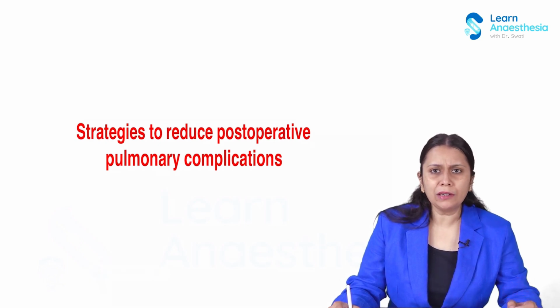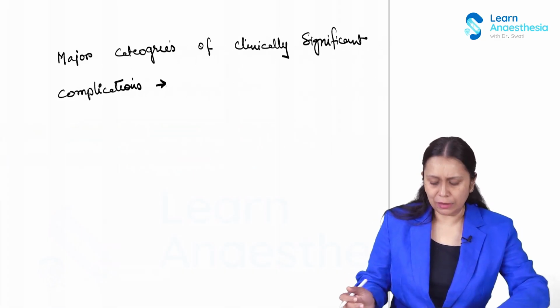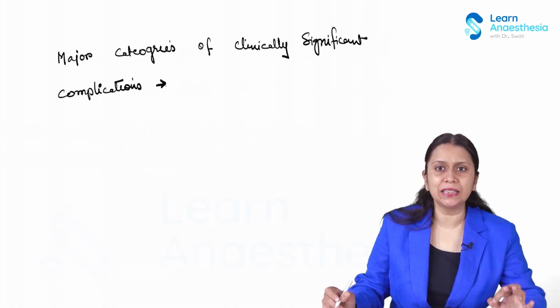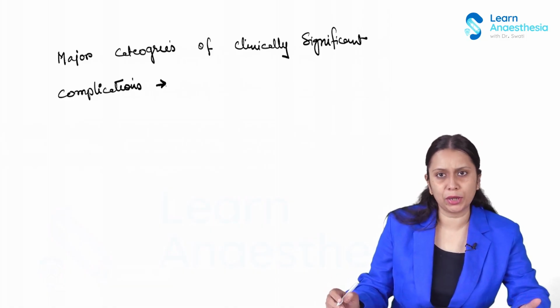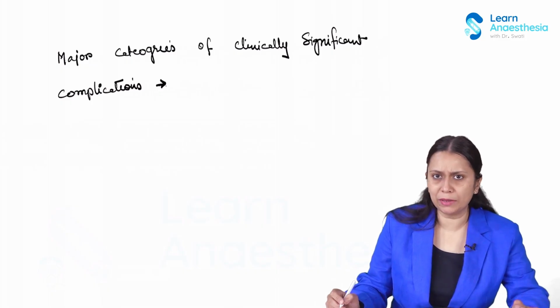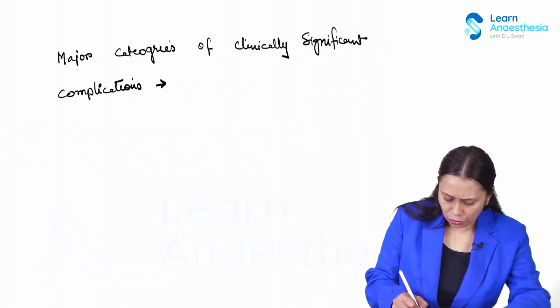So what are the major post-op pulmonary complications that a patient can have, which would increase the patient's hospital stay and can cause ICU admission? Let us first discuss the major categories of clinically significant pulmonary complications which the patient can face in the post-op period. The first is atelectasis, one of the commonest post-op pulmonary complications which we see in our patient. So atelectasis.